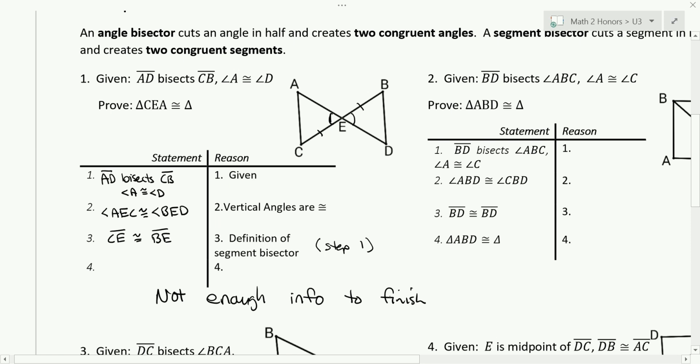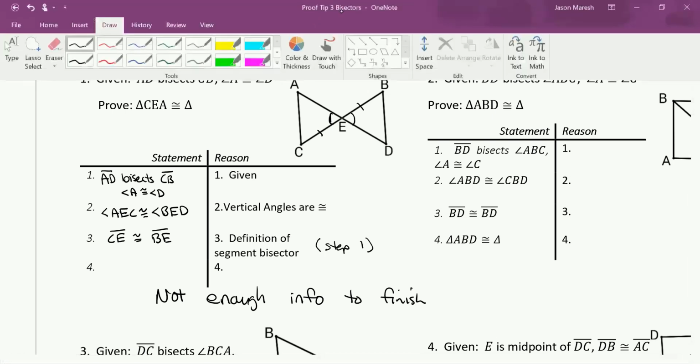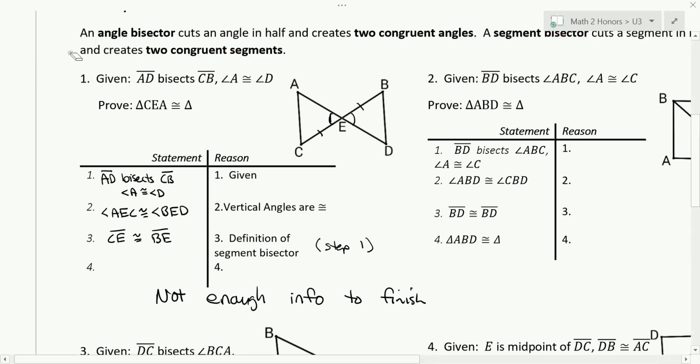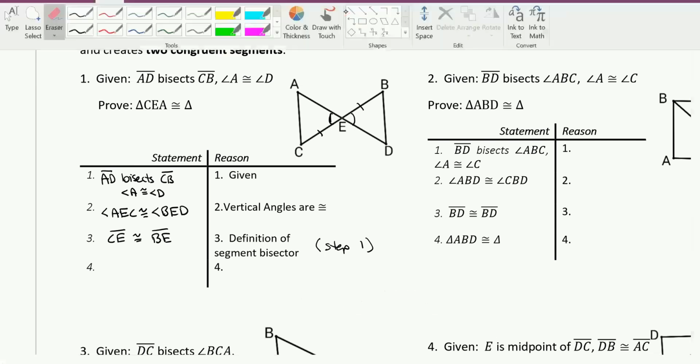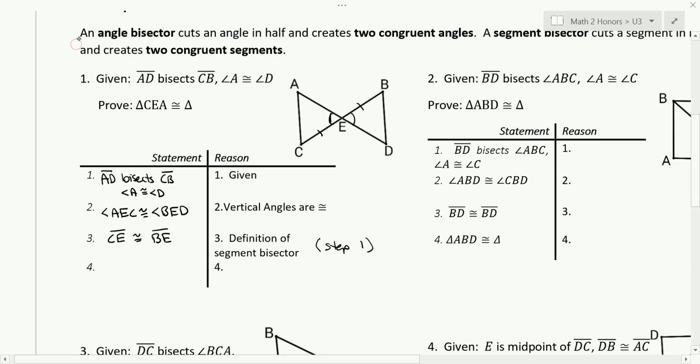What's that? You guys see something? Oh, we do. Good. I'm wanting you guys to think. I don't want to be the only thinker here. So we do have enough. Why? I need to mark something else, huh? Angle A is congruent to angle D. All right. Are they congruent? Why?